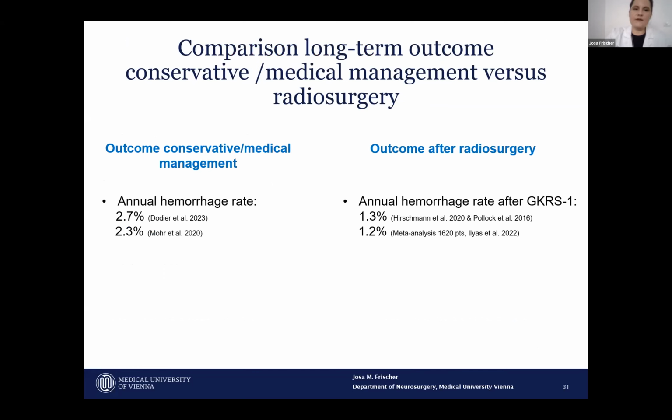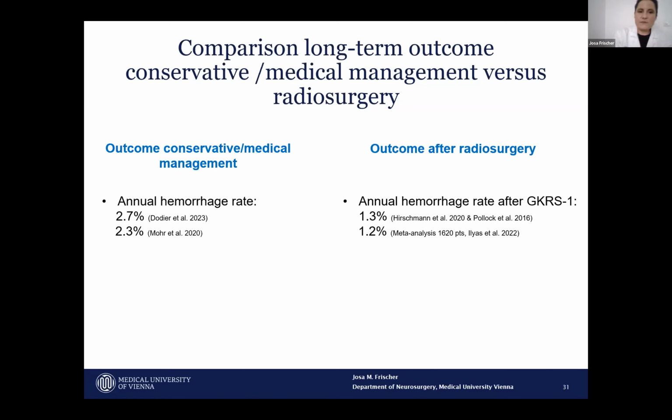So what did we do next? Obviously, we compared those data of the conservative medical management to the outcome after radiosurgery. And we did not only compare it to our own data, but also to the meta-analysis and to different other data that had been published so far in the so-called post-Aruba era. So what you can see here is that after radiosurgery, the annual hemorrhage rates after the first radiosurgical treatment are published in the literature, in our own data, in the meta-analysis between 1.1 and 1.3, 1.4%.